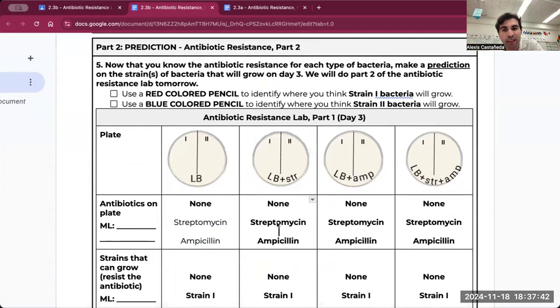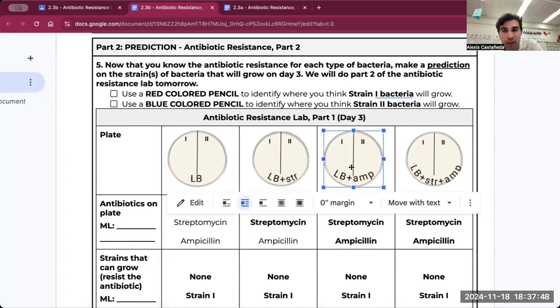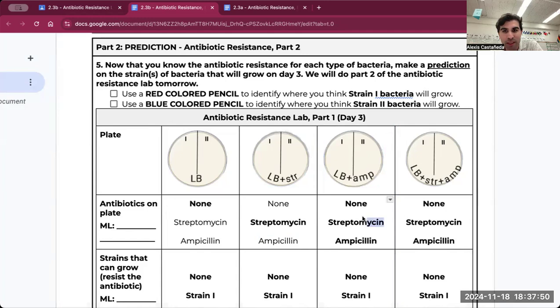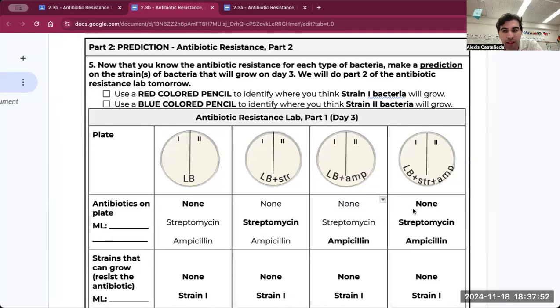The second one has STR, which is for streptomycin. So the second one has the antibiotic streptomycin. The third one has the antibiotic ampicillin. And the last one has both antibiotics, streptomycin and ampicillin.